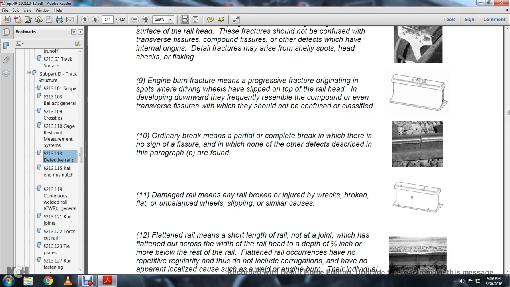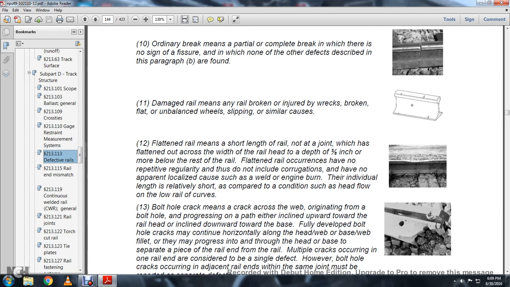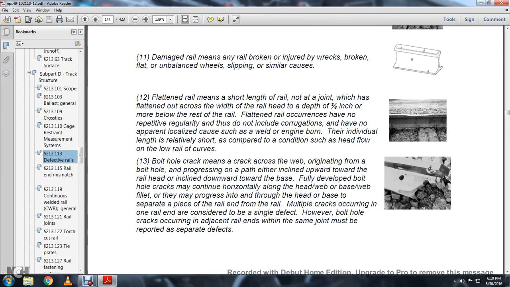11. Damaged rail means any rail broken or injured by wrecks, broken, flattened, or unbalanced wheels, slipping, or similar causes. 12. A flattened rail means a short length of rail not at a joint which has a flat across the width of the railhead to a depth of 3/8 inch or more below the rest of the rail. Flattened rail occurrences have no repetitive regularity and do not include corrugations that have no apparent localized cause, such as a weld or engine burn. The individual length is relatively short compared to conditions such as head flow of low rail on curves.